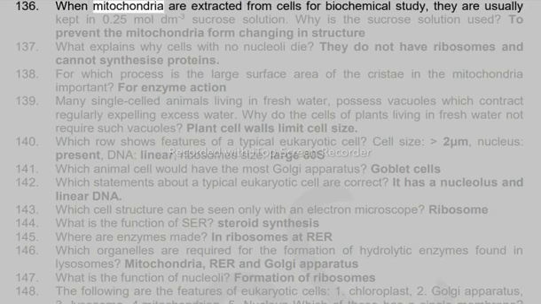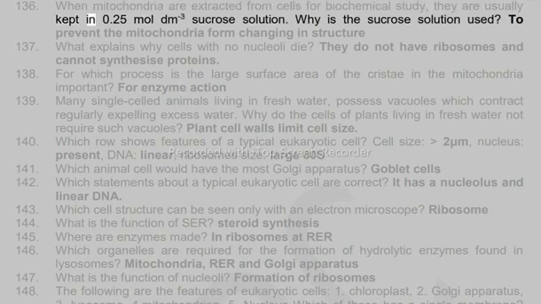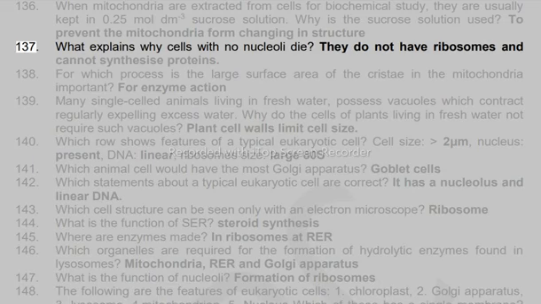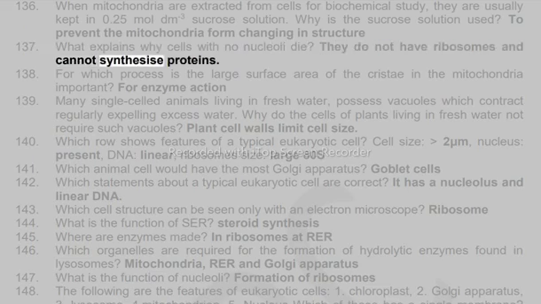136. When mitochondria are extracted from cells for biochemical study, they are usually kept in 0.25 mol dm^-3 sucrose solution. Why is the sucrose solution used? To prevent the mitochondria from changing in structure. 137. What explains why cells with no nucleoli die? They do not have ribosomes and cannot synthesize proteins.